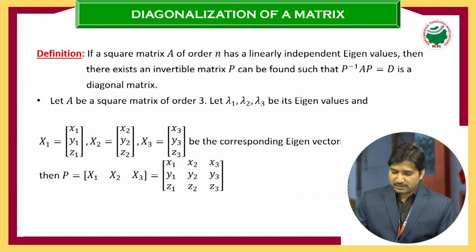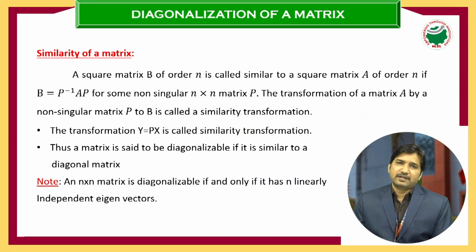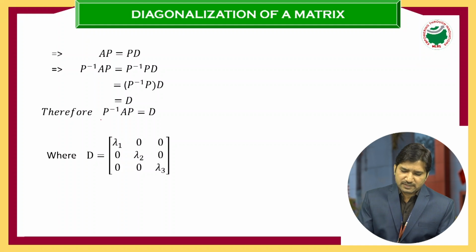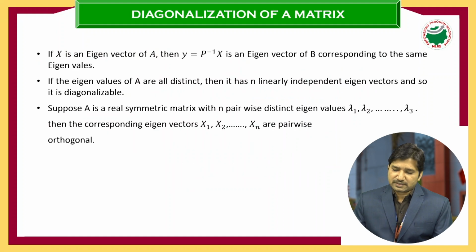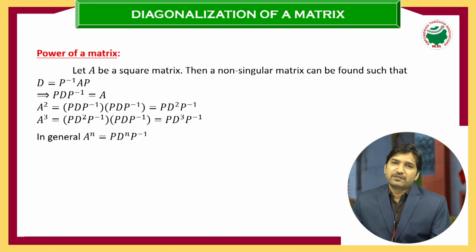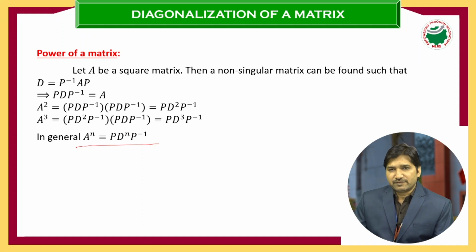Here, see the definition of diagonalization of a matrix, and similarity of a matrix. Next, the procedure of diagonalization: the diagonalization method means D equal to P inverse AP, along with the model matrix and spectral matrices. We have discussed some properties of diagonalization and how to find the power of a matrix using diagonalization, that is A power n equal to P into D power n into P inverse.